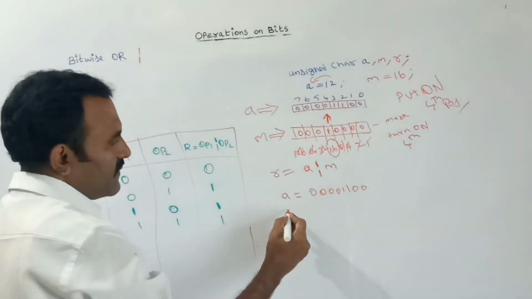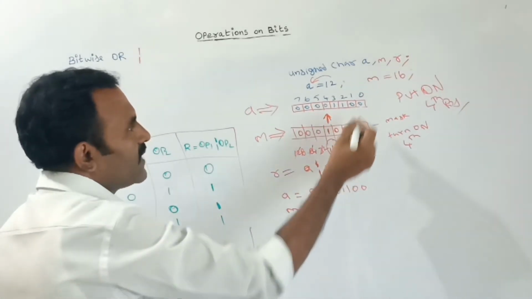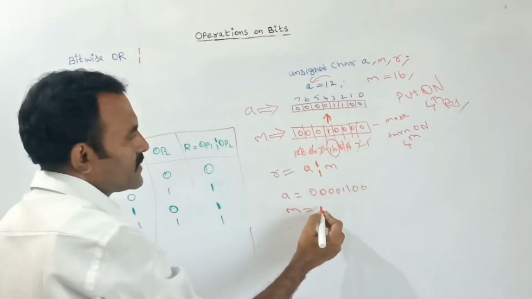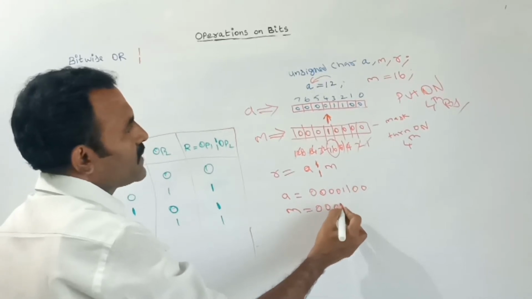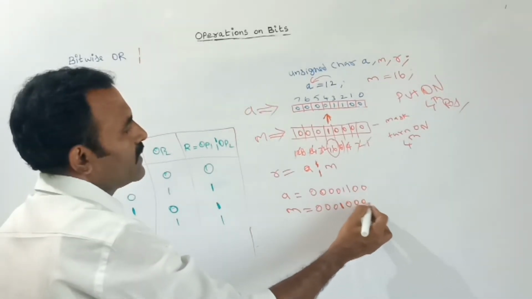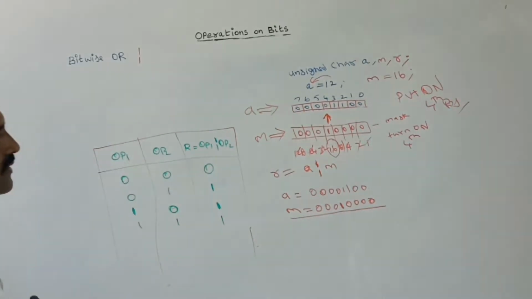Next, for the mask value, here M. What is the decimal value? 16. So what is the binary value of this 16? This one, 0, 0, 0. Next, this fourth position is 1, and every remaining bit value is 0. Now apply this truth table.